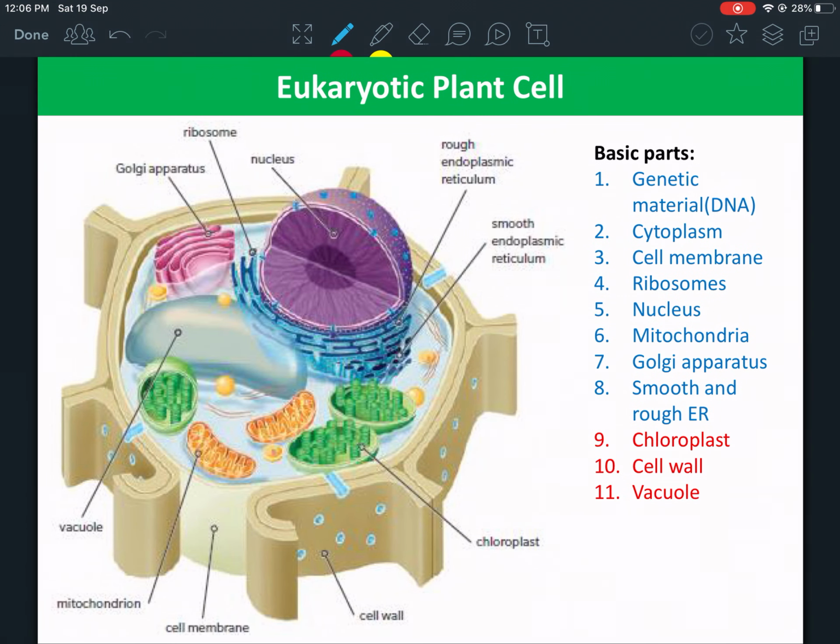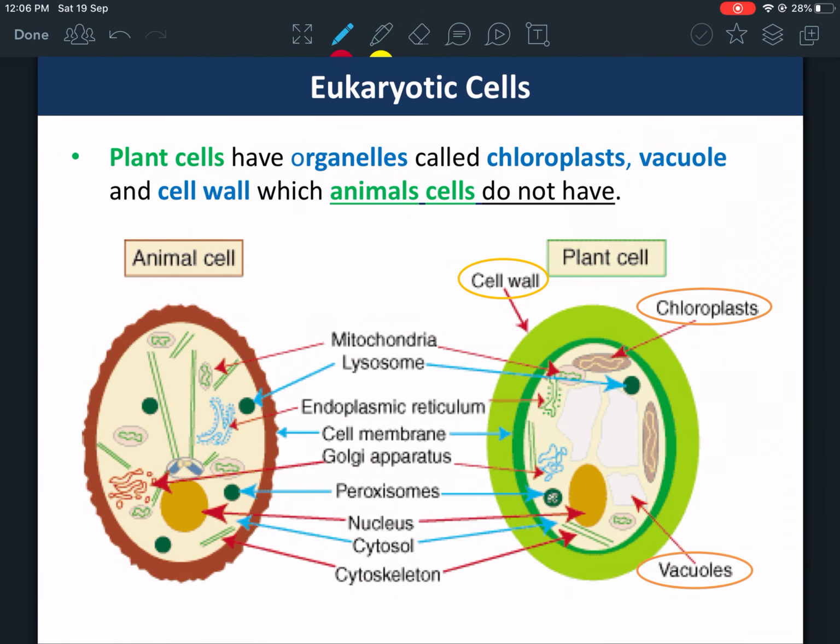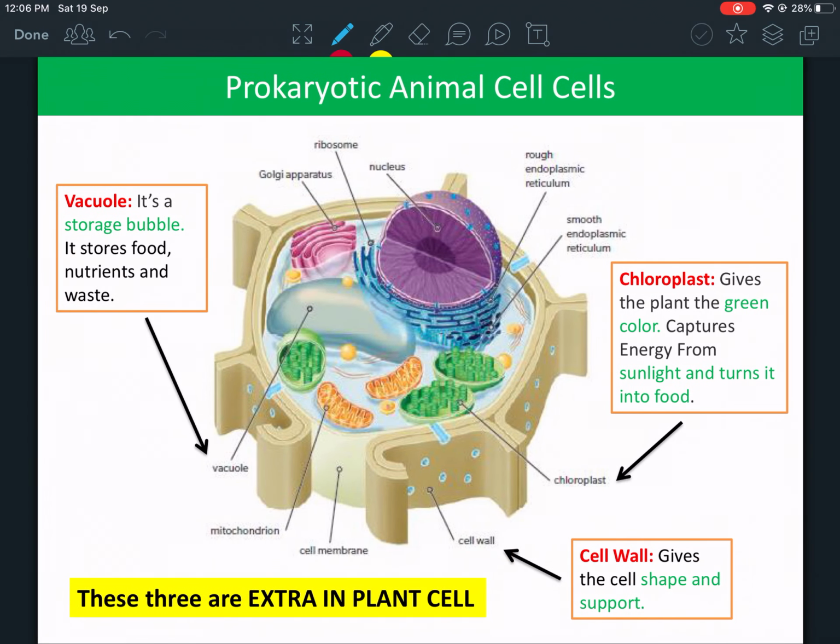This is the eukaryotic plant cell, and that's what we have to focus on today. This is the plant cell. Now, the plant cell has all the stuff that the animal cell has, all the same, except it has 3 extra stuff. So I'm going to show you here the three extra stuff. Okay, these are 3 extra. These 3 are extra in the plant cell.